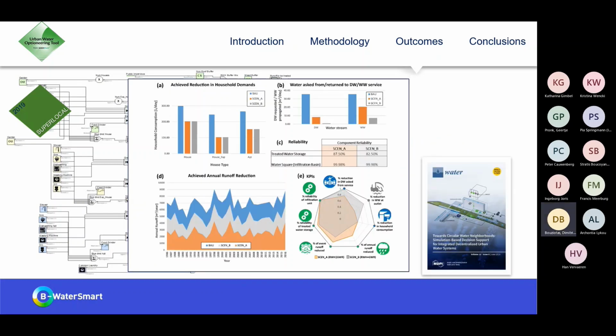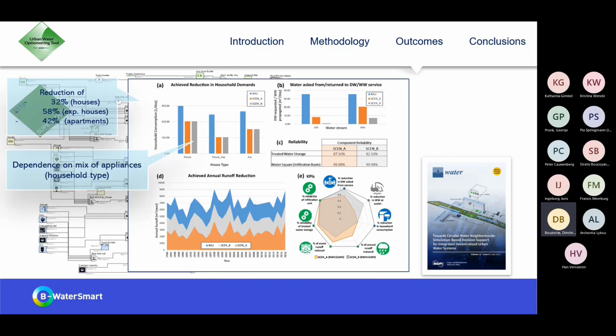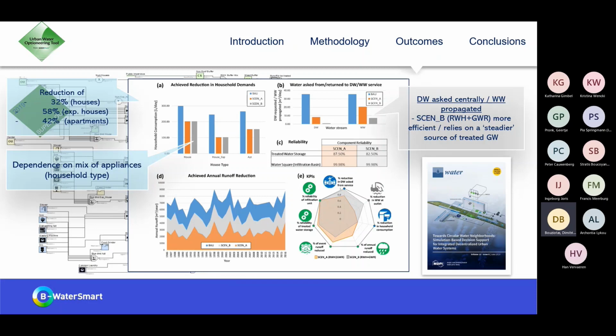UWOT was then used to provide quantitative output for both scenarios and compare them with the standard neighborhood. We were then able to see the effect of the Superlocal smart water neighborhood on, for instance, reducing water demands for different household types, reducing the demand that is asked from the centralized systems, the drinking water systems, as well as projecting changes in the wastewater that flows into the network, which also depends on the type of scenario. And thirdly, we could view the effects on runoff reduction for the different neighborhoods as well. And the results were presented in a feature paper on designing circular water neighborhoods using a modeling-based framework.